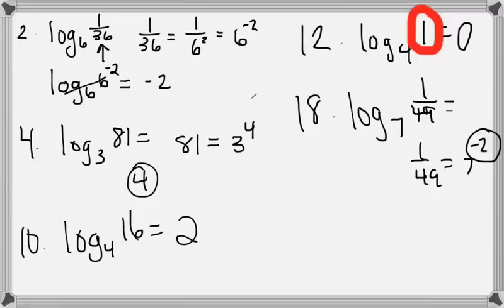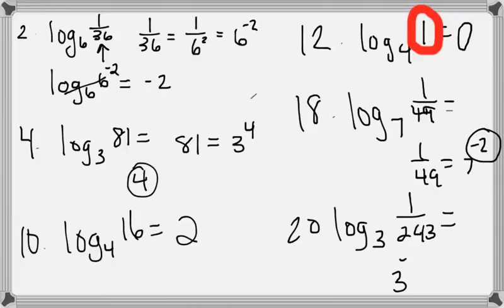Try number 20. Log base 3 of 1 over 243. Okay, wait, I have a question. What, let's answer this question. 243 is what power of 3? What's the power? 5, so it'd be negative 5. So 3 to the negative 5 equals 1 over 243. So negative 5 is the answer.